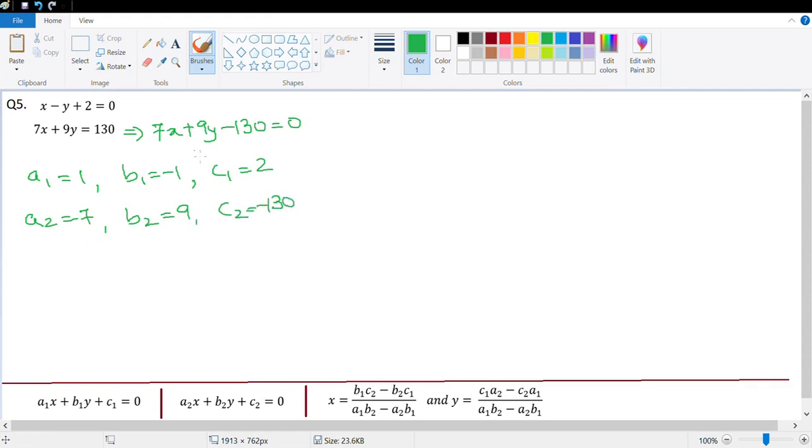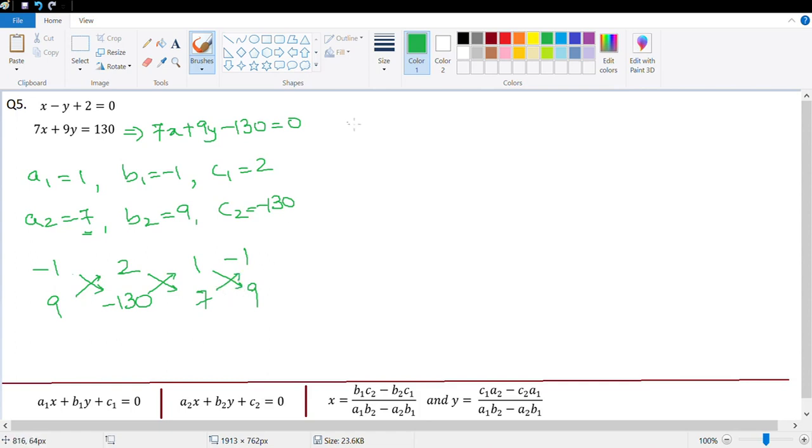So write it in the BCAB form. So that would be negative 1, 2, 1, negative 1. Next, B2, that's 9, C2, negative 130, A2, 7, B2, 9. Yes, that's 7. And B1, sorry, B2. So BCAB, BCAB, cross multiply.